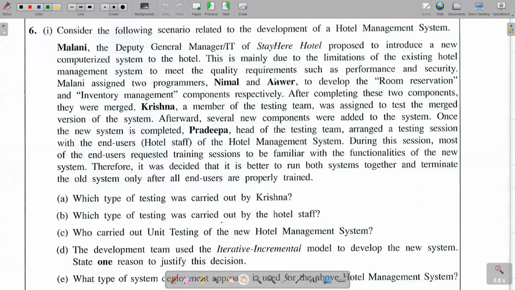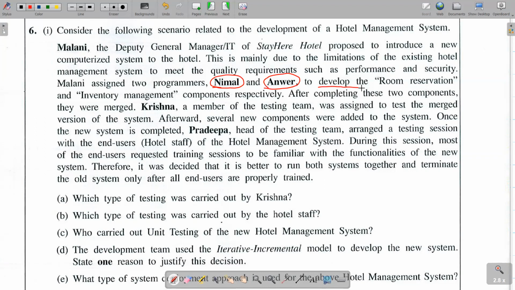Yep. So the sixth one says, consider the following scenario related to the development of a hotel management system. Malani, the Deputy General Manager, IT of Stay Here Hotel, proposed to introduce a new computerized system to the hotel. This is mainly due to the limitation of the existing hotel management system to meet quality requirements such as performance and security. Malani assigned two programmers, Nimal and Anwar, to develop the room reservation and inventory management components respectively. So when you are reading that, you should capture this, Nimal and Anwar.